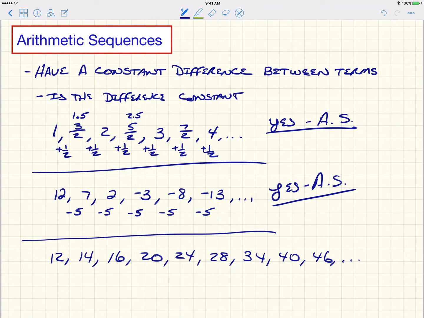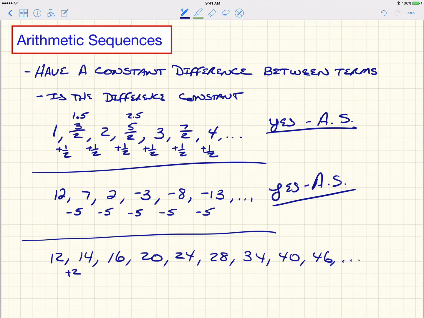So we're going to take a look at this. Is this an arithmetic sequence? Yes or no? Let's take a look at this one. Pause the video real quick, take a look at it, and you tell me, is this an arithmetic sequence? So what do you think? Well, let's take a look at it.